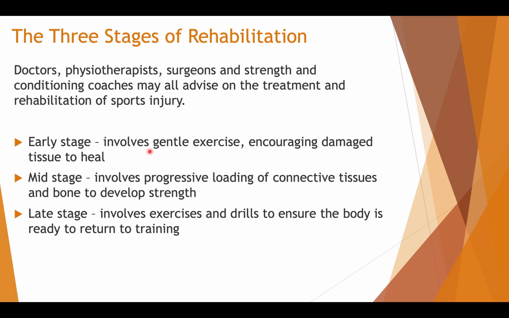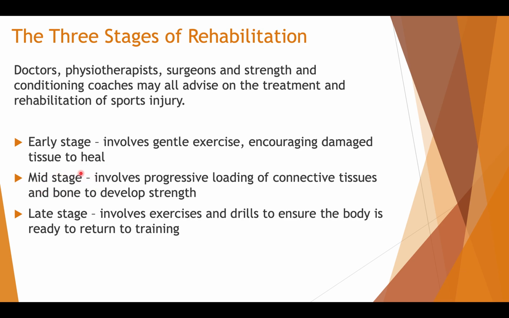So we'd start with some gentle exercise, and the reason for these is to encourage the damaged tissues to start to heal. Obviously, if we've had a dislocation of the shoulder joint, for example, and our arm's been in a sling, the tissues will have started to heal, but they won't have been moving through their full range of motion while immobilized through the use of a sling, for example. So these gentle exercises, first of all, are going to start to help these damaged tissues to heal.